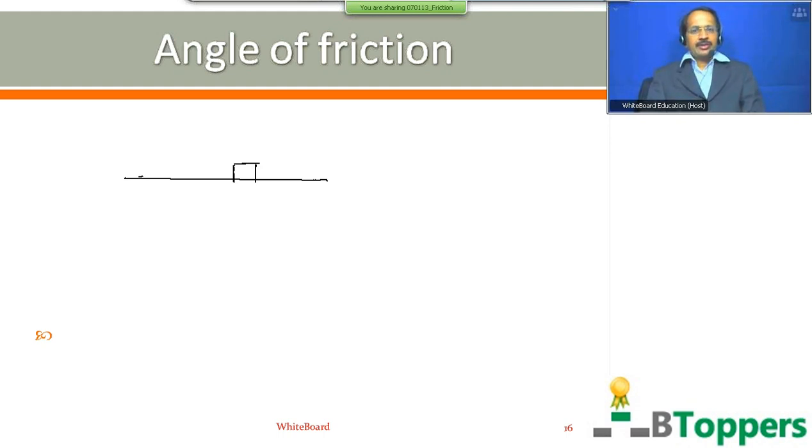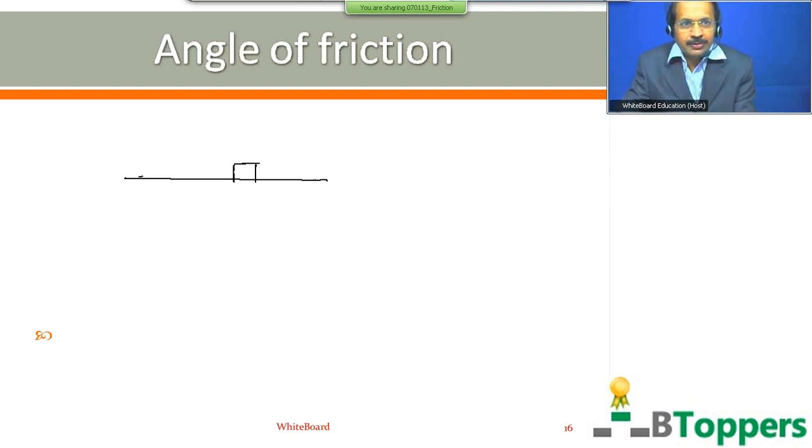So next I am going to discuss the term angle of friction. Let us consider a block resting on the horizontal surface. Block resting on a fixed horizontal surface. So let us consider a block of mass m resting on the horizontal floor, the rough horizontal surface of a floor.